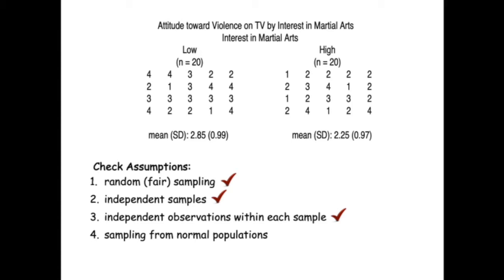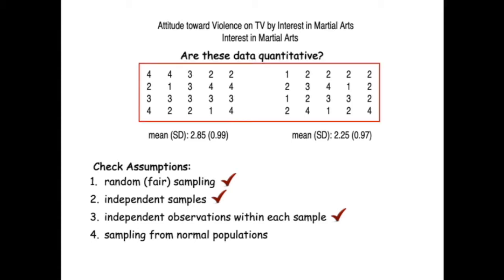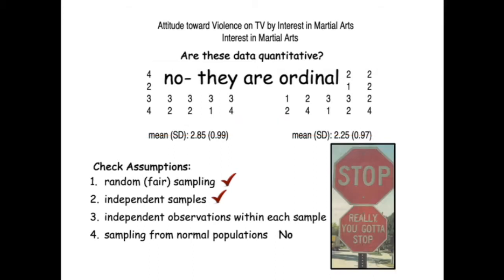Now let's check the normality assumption. Attitude towards violence on TV is measured on a 4-point scale, so the data are ordinal. The fact that this researcher calculated means and standard deviations indicates nothing. A mean can be calculated on football jersey numbers, but that doesn't mean that it's appropriate to do so. This assumption has not been met. We stop here because the independent t-test is not appropriate for ordinal data. We don't need to check the last assumption because we cannot do the test.